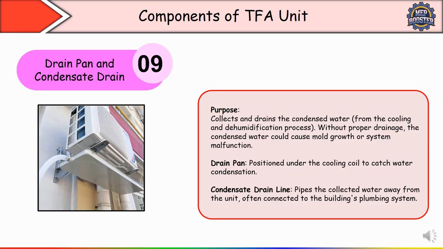So these are the main components of the TFA unit which we have discussed here. You have to remember one point: each component of the TFA unit contributes to the efficient treatment of fresh air, ensuring that clean, conditioned air is supplied to the building. Whether it is filtering out pollutants, cooling or heating the air, or recovering energy, the system works together to maintain optimal indoor air quality and comfort.